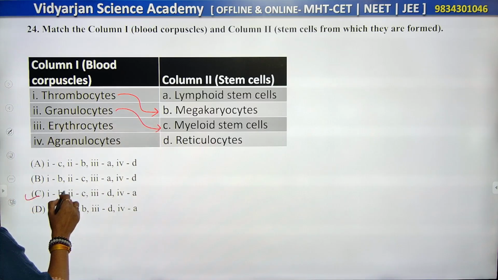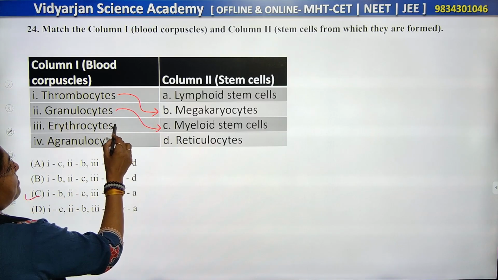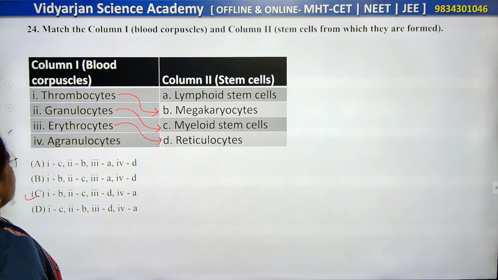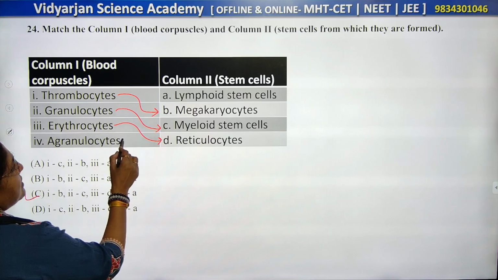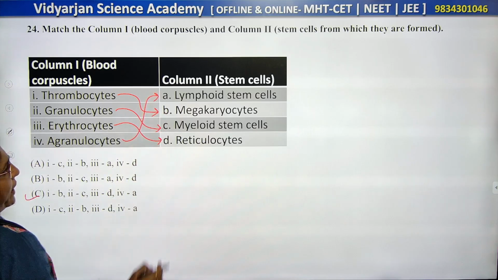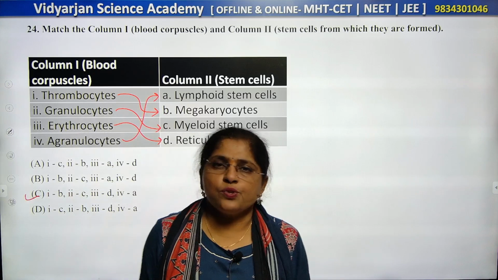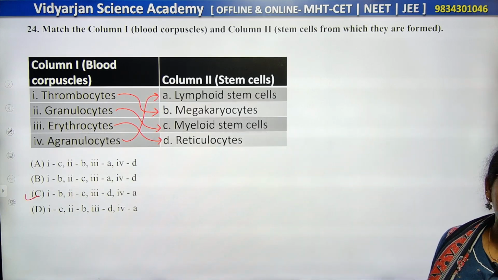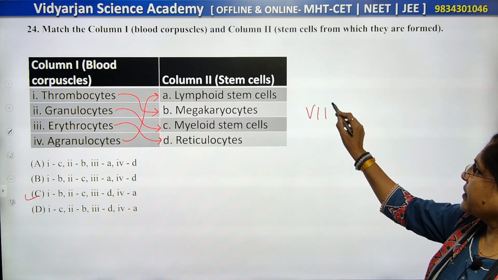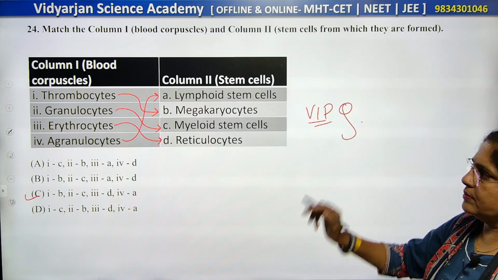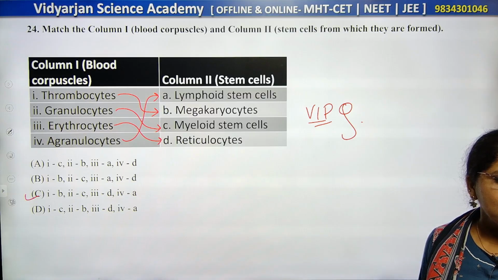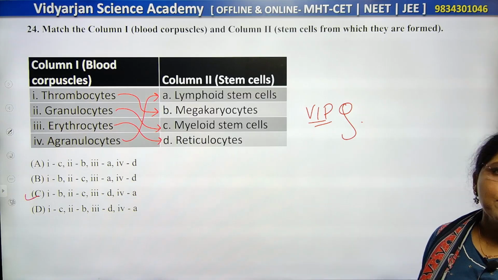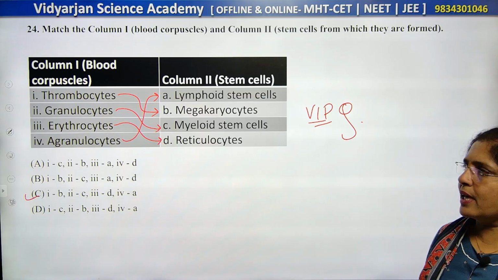Note down. Erythrocytes are produced by reticulocytes. These are the small thread-like structures. And agranulocytes are produced by lymphoid stem cells. Students, please note down this. This is very, very important. This is a very important question. You should be able to trace out all the cells which are produced here by which stem cells. You should know the names perfectly.